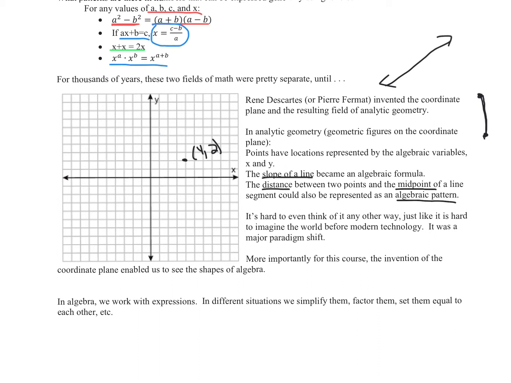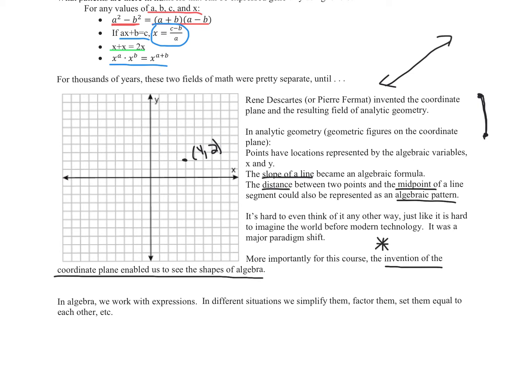It's kind of hard to think of things any other way, because when you learn about geometry, you put things on the coordinate plane, and when we do algebra, we always graph things, right? But at one point, it was just algebra with variables, no graphs, because graphs are the coordinate plane, and then there were geometry figures not drawn on the coordinate plane. So it's hard to think of it any other way, just like it's hard to imagine the world before modern technology. It was a major paradigm shift. More importantly for this course, the invention of the coordinate plane enables us to see the shapes of algebra.